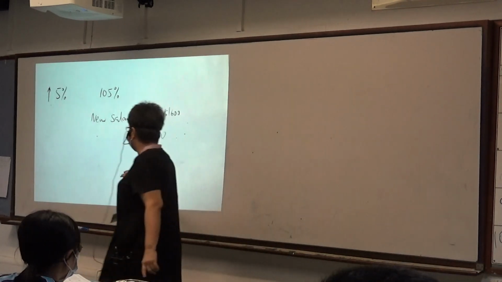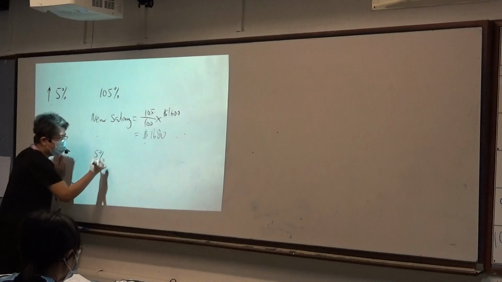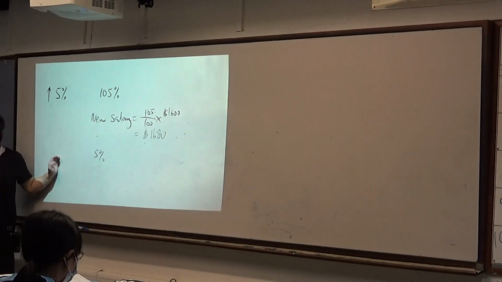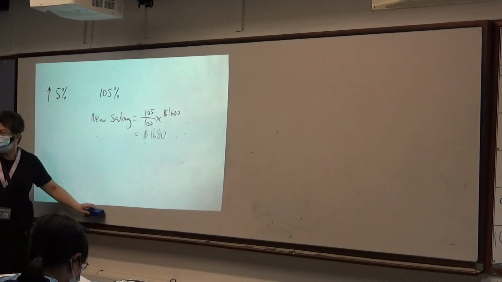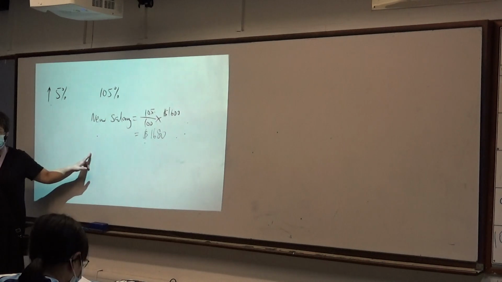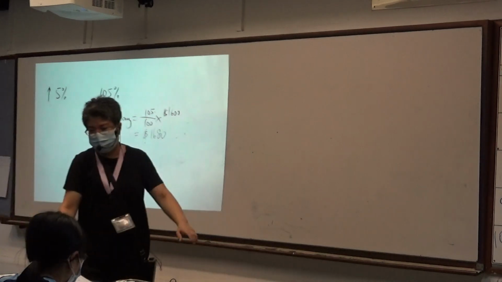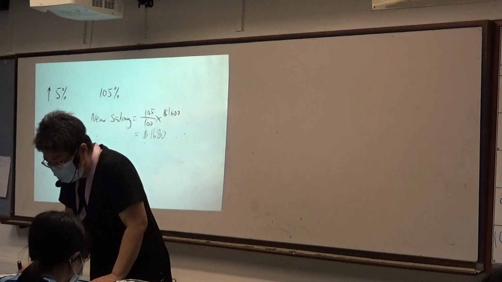Now, of course, there's another way to do it. You can go and find out 5% is how much. Then after that, you take 1,600 plus the amount. Also can. But can you see that this way is faster? Can you see what I'm talking about? Okay? Alright, next part. Can you look at the next line?